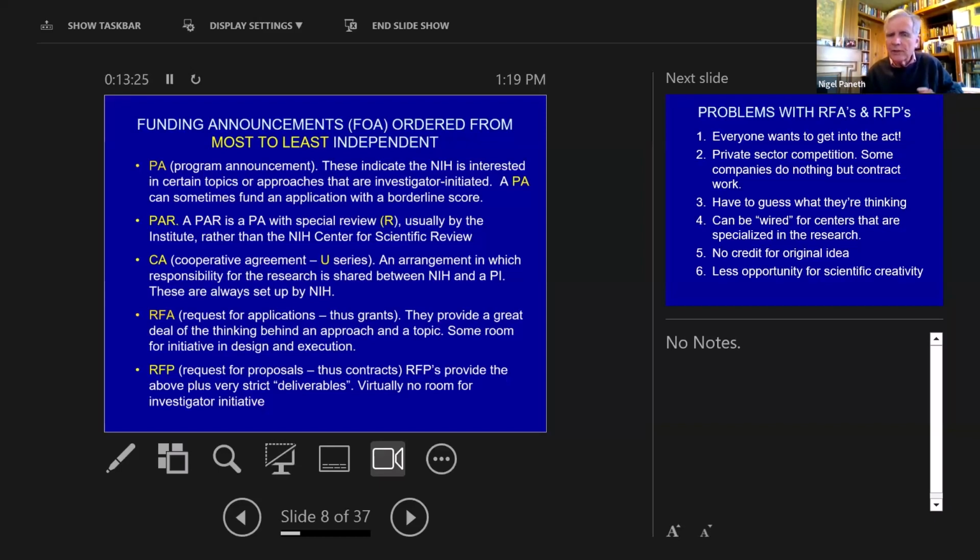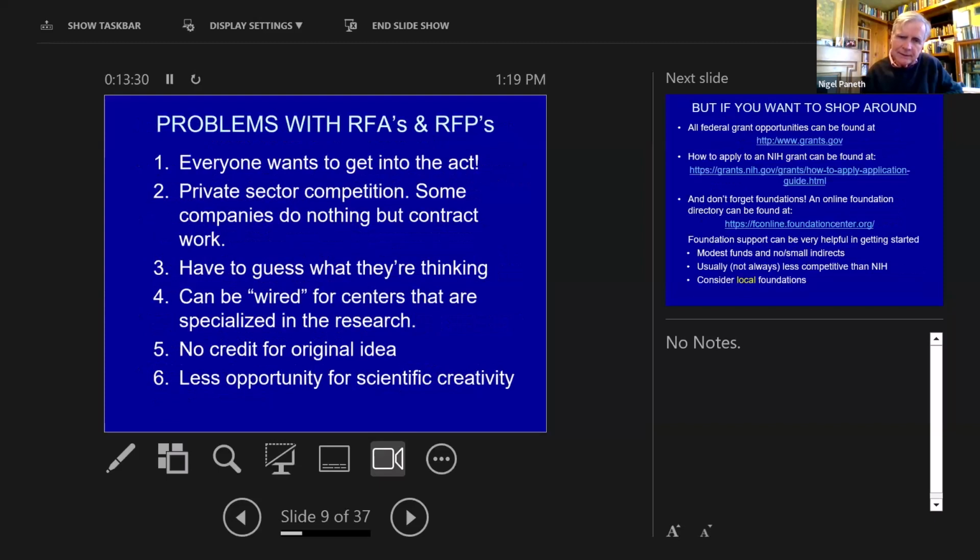So a lot of people do keep an eye on these various announcements, but as I'll say, there are problems with them. First of all, RFAs and RFPs attract a lot of people, especially the private sector. There are companies that do nothing much more than respond to RFAs and RFPs, especially RFPs. They do contract work for the government. The term sometimes given to these companies is beltway bandits because they surround Washington, D.C., and Virginia, and some of them are very successful and do very, very well financially.